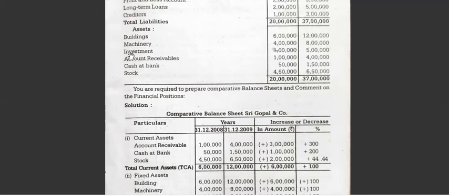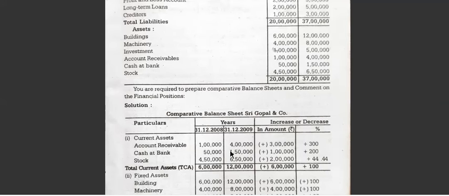Current assets you have to write all the current assets here. It is accounts receivable, cash at bank and stock. So write all the assets, write down the amount. After writing the amount, you have to compare the amount. Now from 1 lakh to 4 lakh there is an increase, so write plus 3 lakh. If it is increase, write plus 3 lakh. 50,000 to 1 lakh 50,000 there is an increase, so plus 1 lakh.